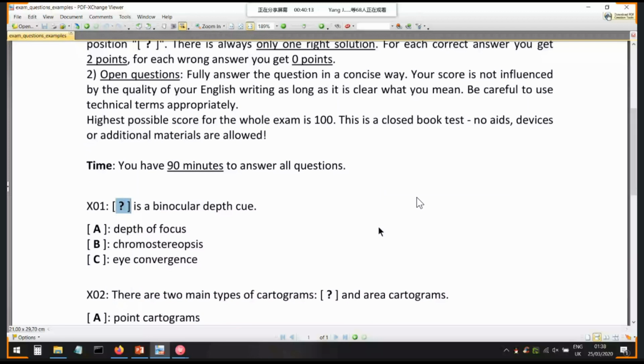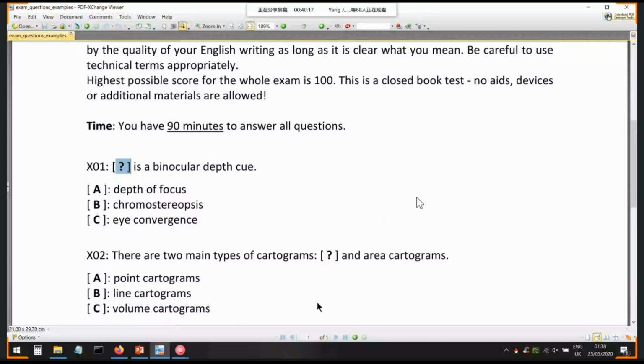The second example, but these are questions you cannot know right now because we haven't talked about this. Another example: there are two main types of cartograms. The first type and the second type are area cartograms. So what is the first type? Point cartograms, line cartograms, or volume cartograms. And the right answer here would be line cartograms, B.